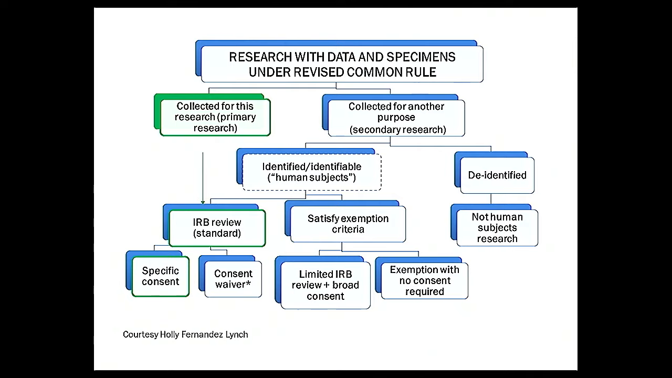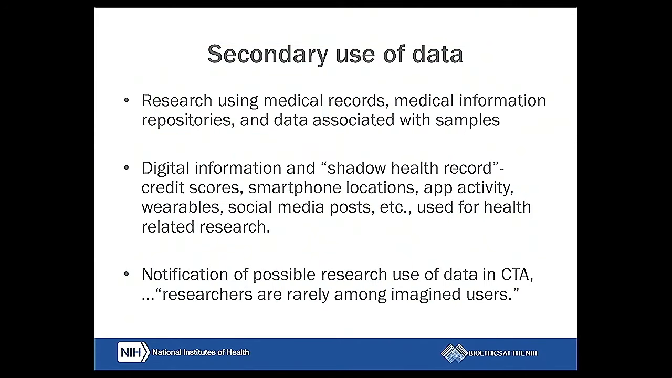I think what's important about the current situation are several things. One is that there is a big distinction in the rules between primary and secondary research. There's also a distinction between identifiable and de-identified data and specimens. There are multiple options for what happens in secondary research, and the rule does not distinguish in any way data from samples. And those are important caveats.